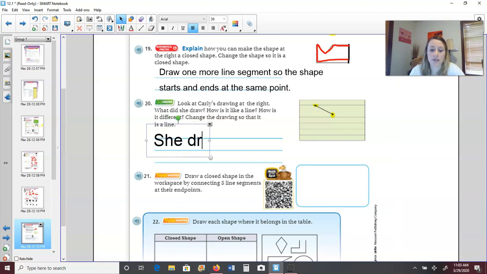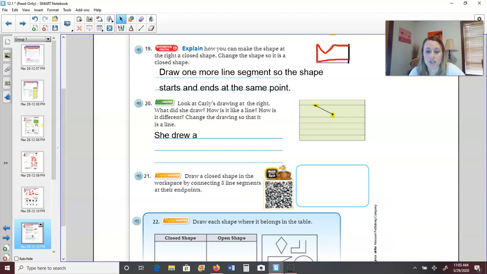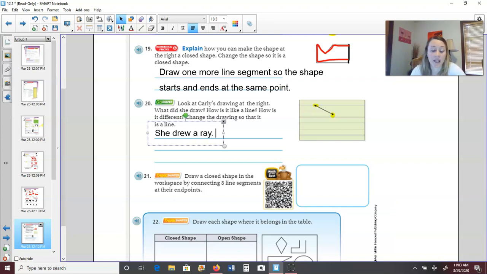So I know she drew a, now this is where I'd be looking for you guys to raise your hands or shout out the answer. So I do miss that aspect of teaching right now, communicating with you boys and girls. She drew a ray. How is it like a line? Well, think of what a line is. A line has 2 arrow points, meaning that it goes on and on and on in both directions. But a ray only has 1 arrow tip, so that means it only goes on forever in one direction.